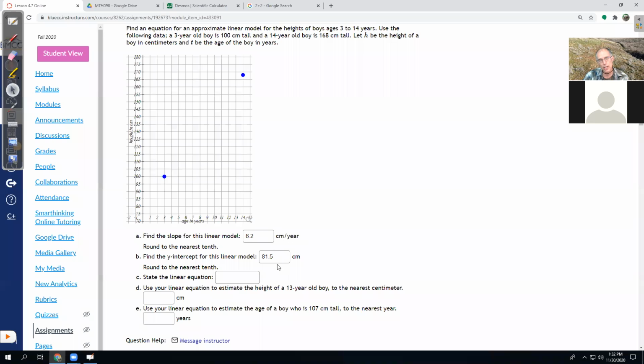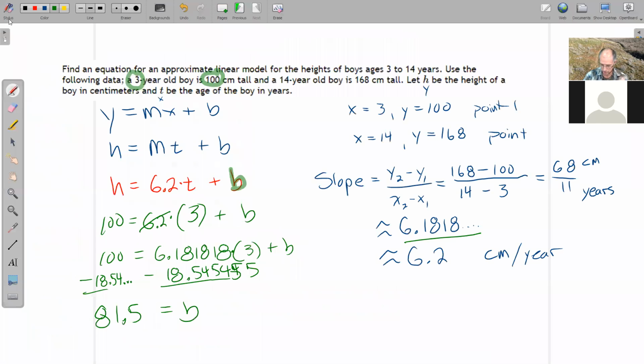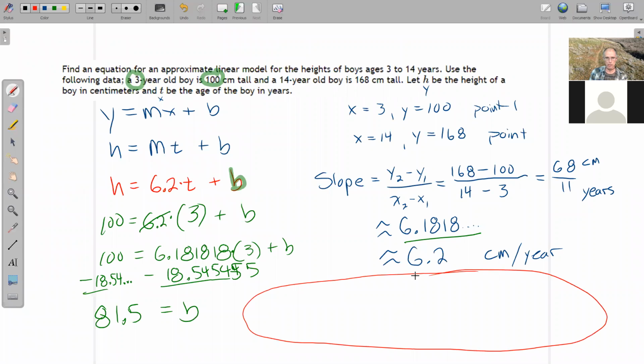And I can check this out to see if it's reasonable by checking out the other points. So I'm going to do a quick check just to show you how. We did this once before, maybe twice. It was a long time ago. So I'm just going to check my equation with the other points. So the other point was 14, 168. So I want to see if that works. I think my equation is h equals 6.2 t plus 81.5. If I plug in 14 here, I hope the answer is about 168.